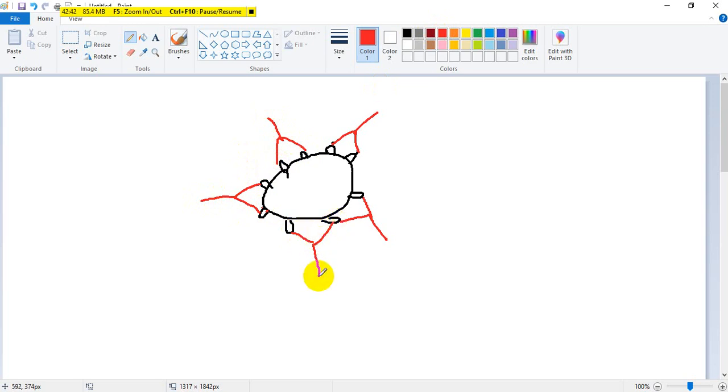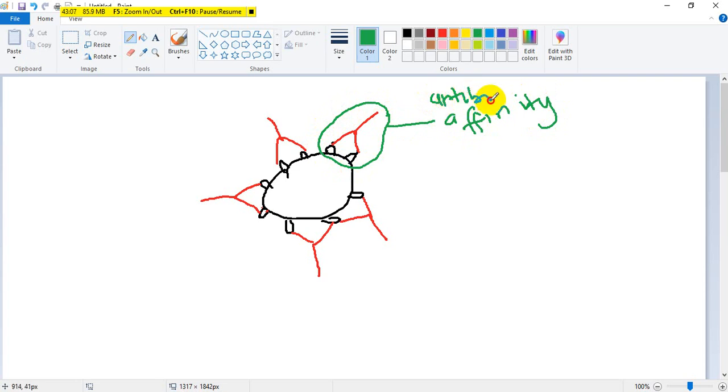Okay. So if only one antigen antibody binding, the strength of binding for only one antigen antibody binding is called antibody affinity.